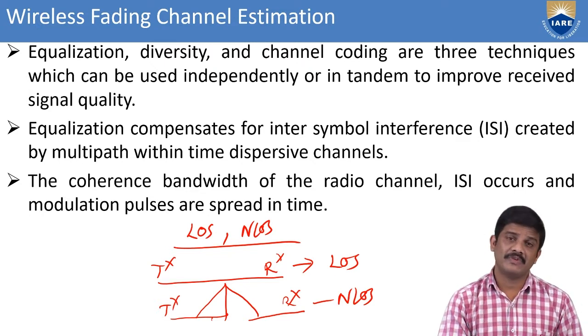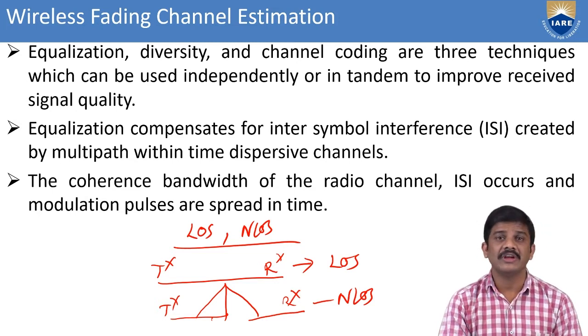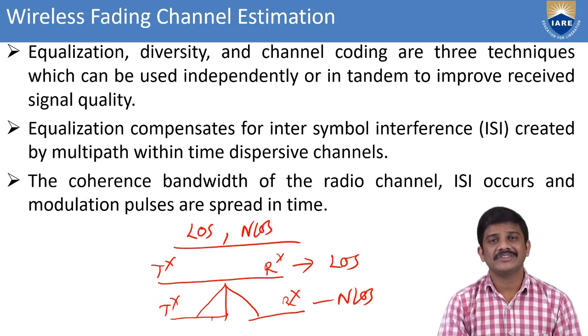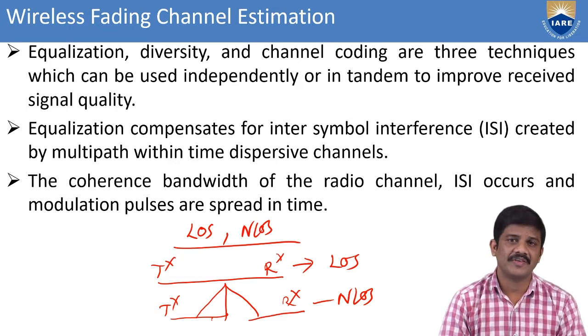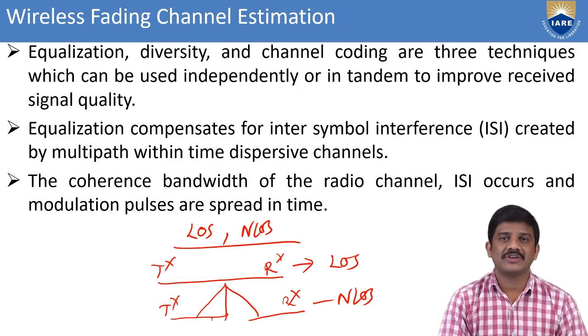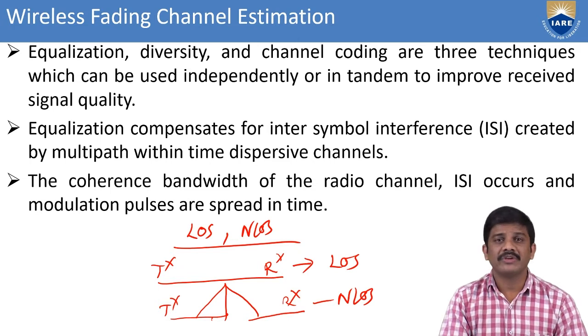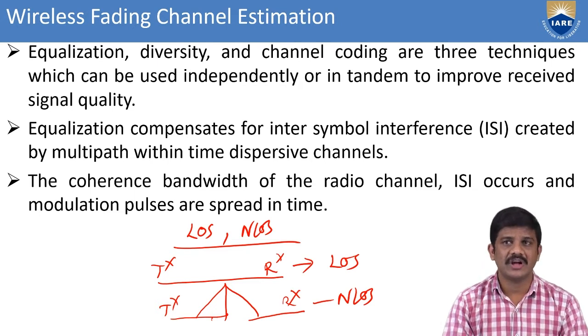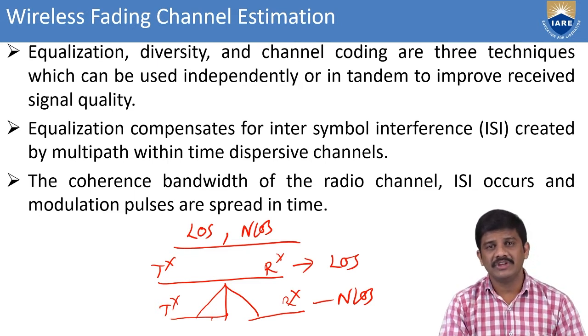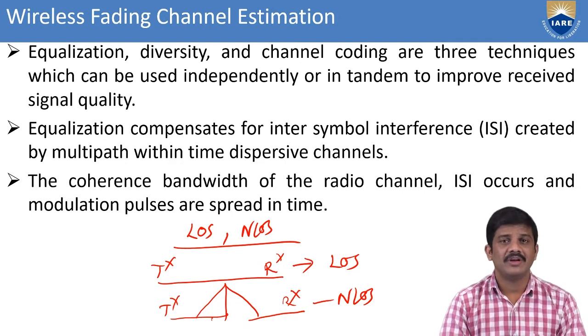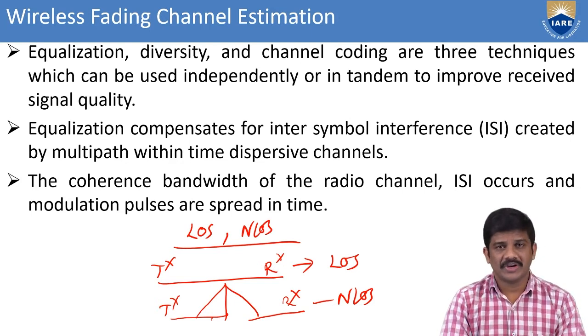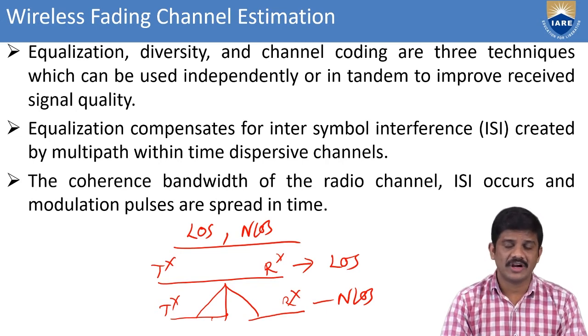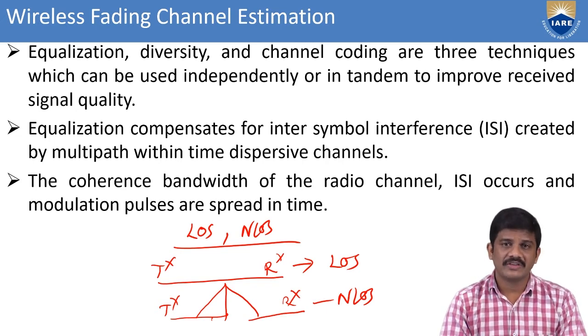Whatever signal propagates from the transmitter to the receiver, there will be some propagation impairments between them. Then we have to remove that interference. For that we have equalization, diversity and channel coding. Using these we can improve the signal quality and also improve the power capacity in wireless channel estimation. Further we are considering equalization, diversity and coding.